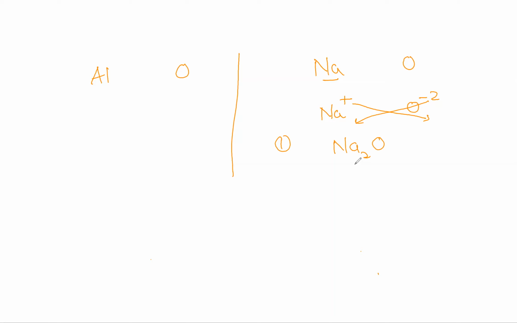If you write the answer as NaO, it is going to be incorrect. Why? Because the total of this charge is not 0. So this is an incorrect formula. All right, this is one method. The second method is what?